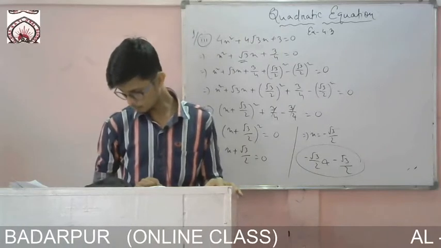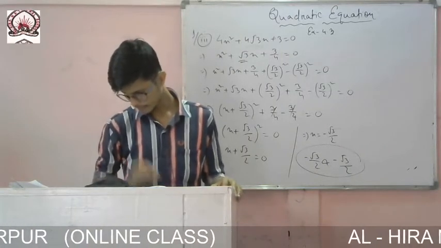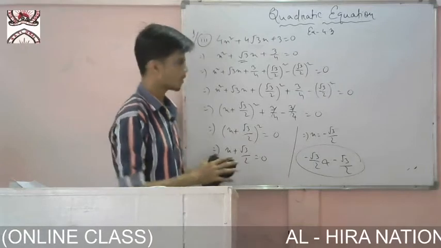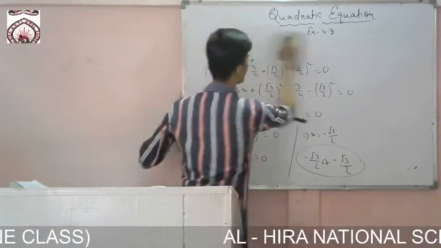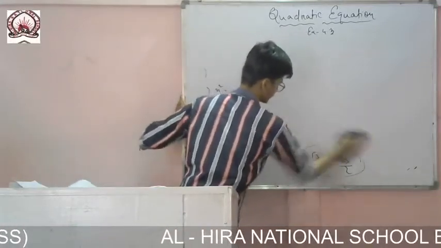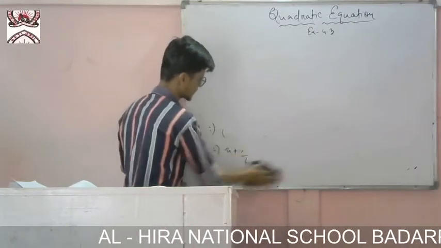Then let us move to Roman number 4. Okay, Roman number 4, you see there is a little difference. When I solve you will understand.